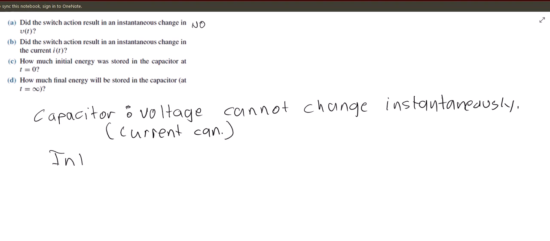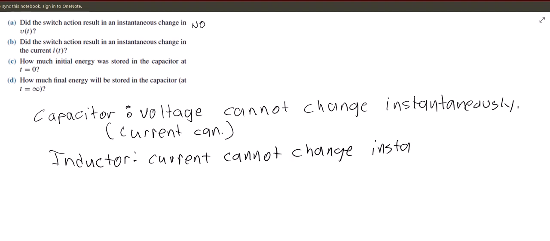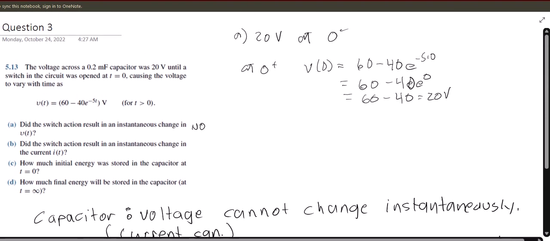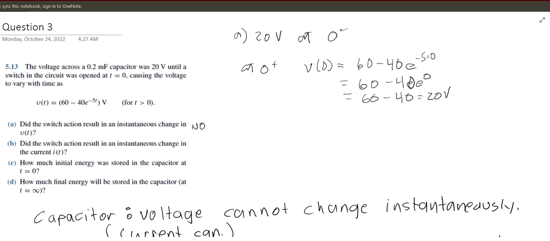And then inductor current cannot change instantaneously, but voltage can. Okay, and these concepts, you've got to get those. That's really important. So did the switch action result in an instantaneous change in the current? Well, it might have, it might not have. We just have to find out.